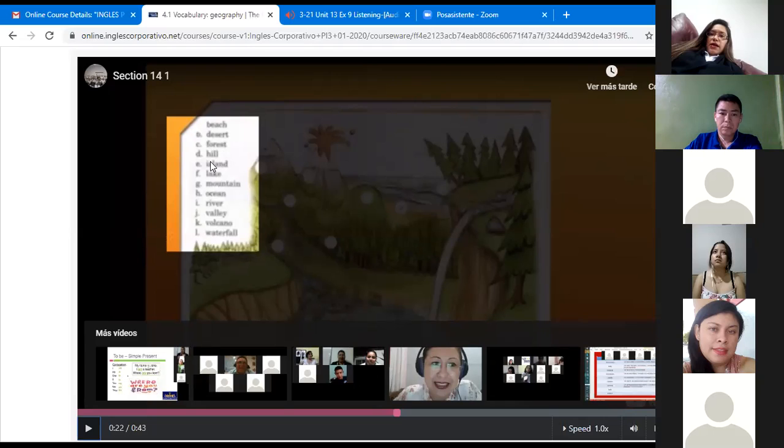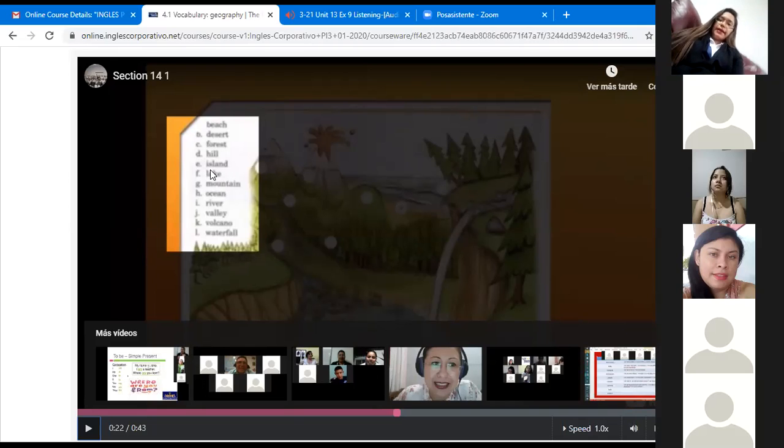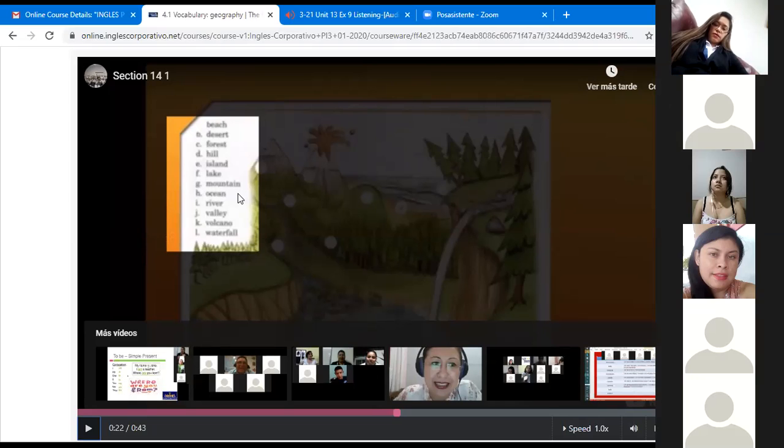Island. For example, see here that the letter S is silent. Say island, not Iceland. Island. Then you have lake. Lake. Mountain. Mountain.